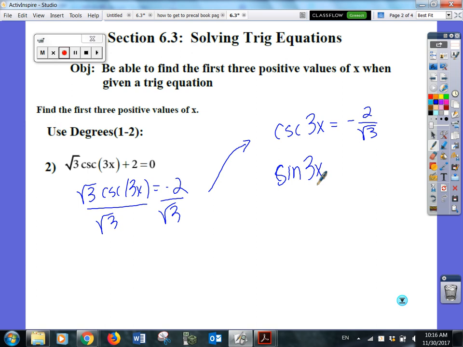So I can say sine of 3x. If I change the left side to the reciprocal, I also have to change the right side to the reciprocal. So cosecant and sine are reciprocals. Therefore, this side has to be the reciprocal. So I have to make that negative root 3 over 2.